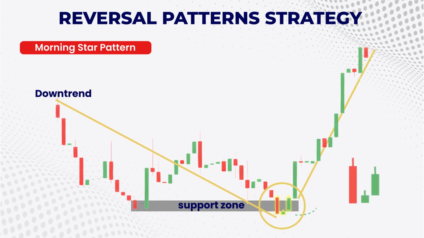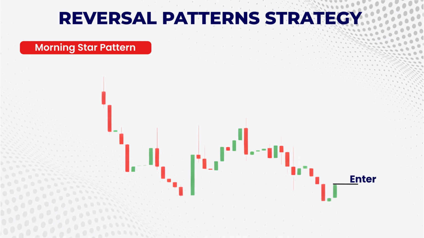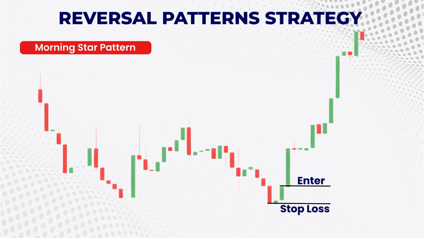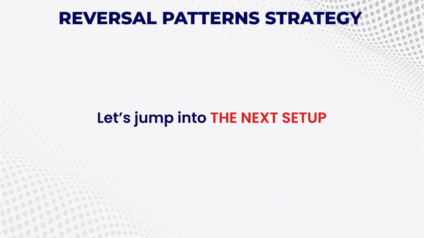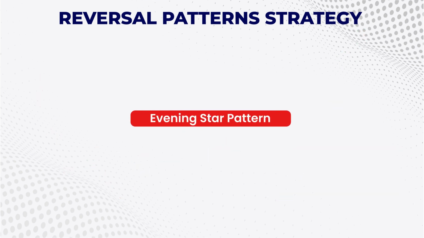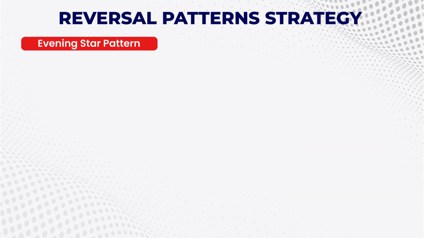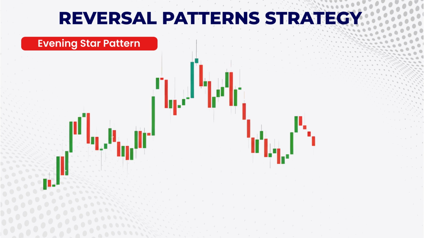This three-candle sequence forms the Morningstar pattern, a powerful bullish reversal signal. Traders usually enter after the confirmation candle closes, setting their stop loss just below the support zone. As the market shifts momentum, the price begins a strong uptrend, providing a profitable long opportunity. Let's jump into the next setup. Here we have a clear example of the evening star pattern, a powerful bearish reversal signal.